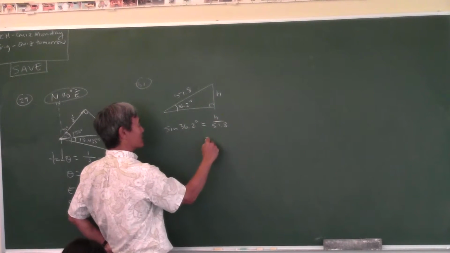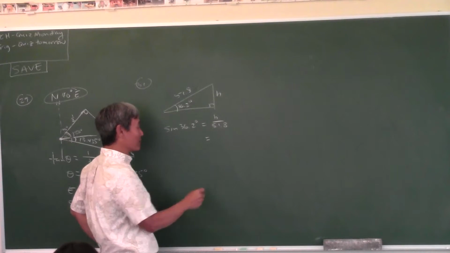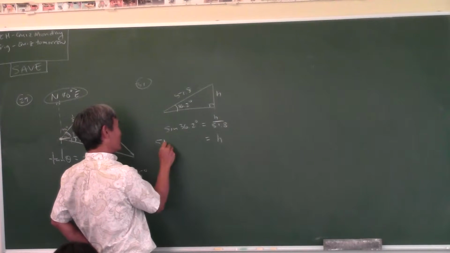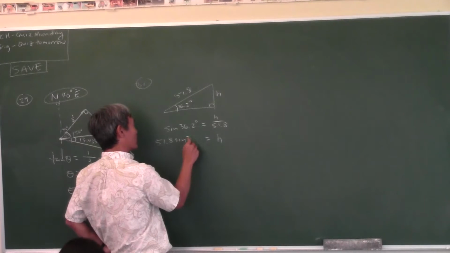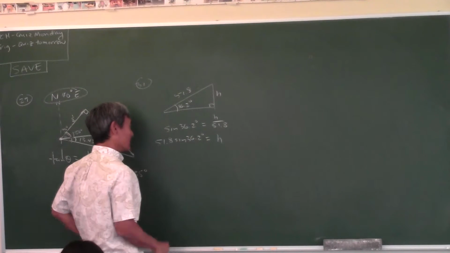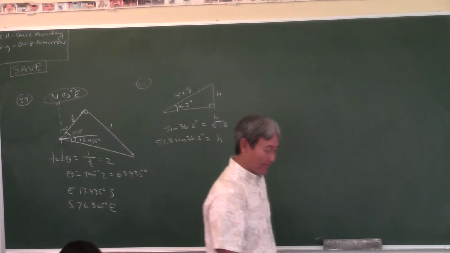How do I find h? Multiply both sides by 51.8. So h is equal to 51.8 times the sine of 36.2 degrees. Punch that in on your calculator.